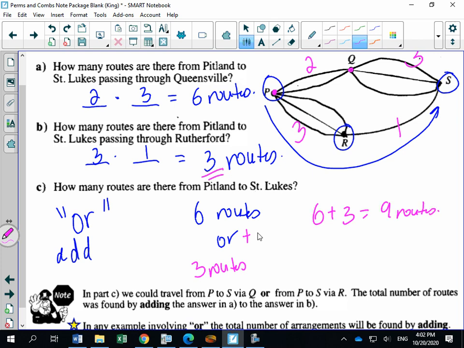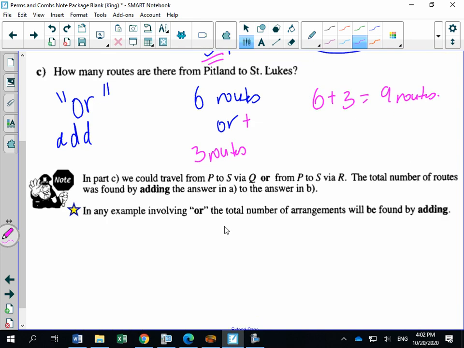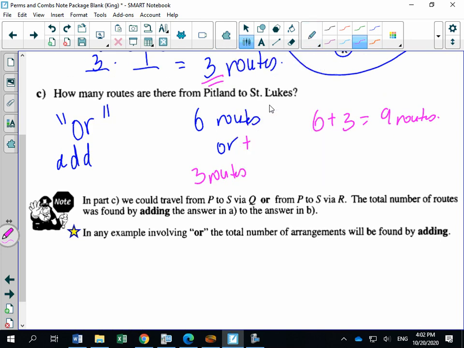When you consider that we could go in that direction or we could go in that direction, there's going to be 9 routes total. So what I want you to just sort of highlight here is in any example involving or, the total number of arrangements will be found by adding. Okay, so whenever we do or, we're going to add our arrangements together.